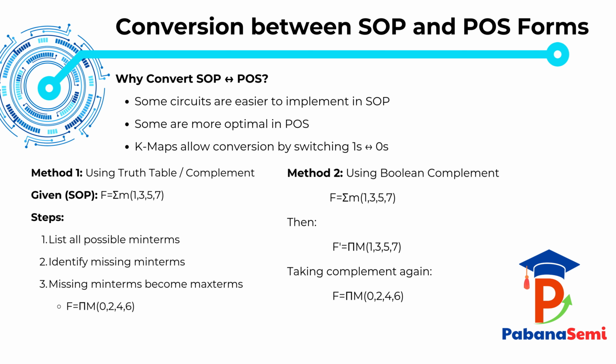These missing minterms become the maxterms, so the equivalent POS form is f equals pi m of 0, 2, 4, and 6. Canonical SOP and POS forms represent the same logic function, just written differently. Simplification using K-maps or Boolean algebra is done after conversion, not during conversion.